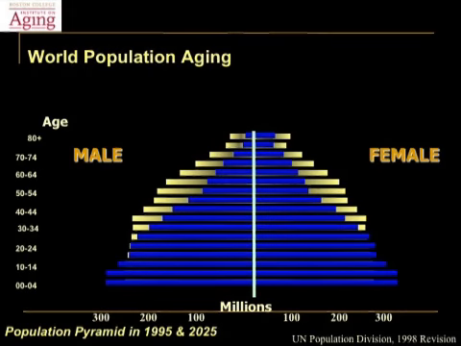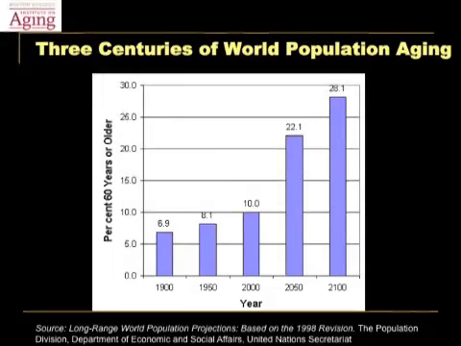Lest we think that this phenomenon is just the United States, I want to show you some data that shows world figures. This is the population pyramid in 1995 of the world, so it looks a little bit like a population pyramid. But these other figures, the white figures, show what it's going to look like in 2025. So even the whole world's population is starting to reflect this phenomenon.